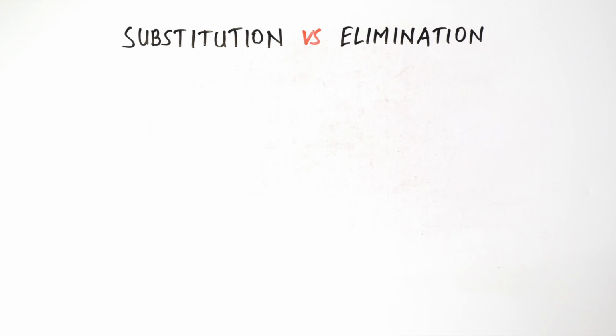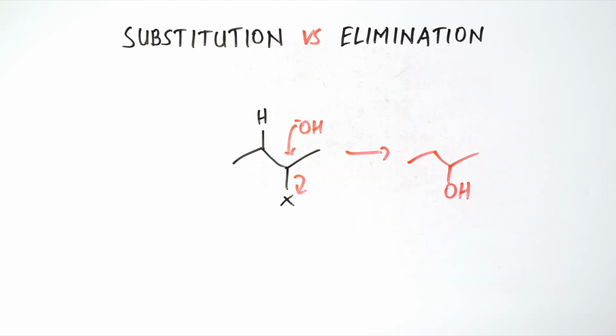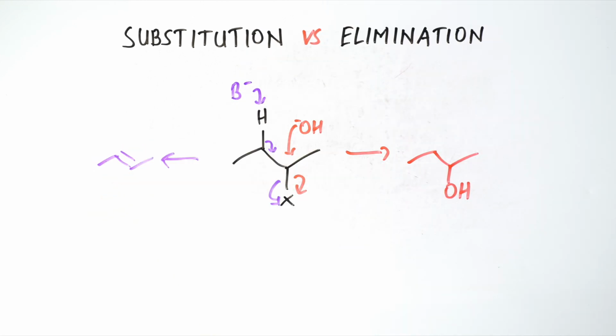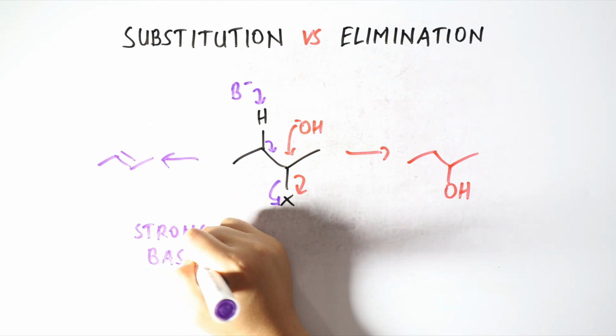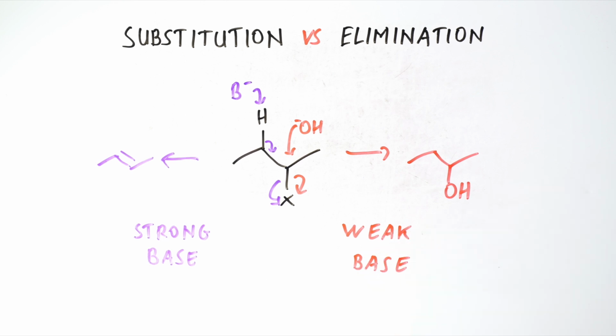Substitution and elimination reactions are always competing with each other. If we look closely, it only matters where the attack occurs. Attack on the carbon bearing the leaving group leads to a substitution reaction. Attack on the hydrogen leads to an elimination reaction. So in general, strong bases will attack the proton, which leads to elimination, while weak bases will attack carbon, which leads to substitution.